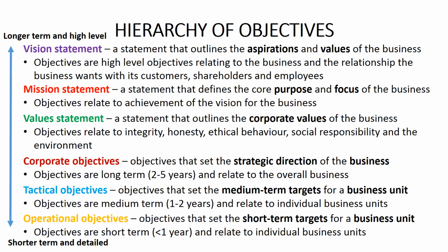An example of an operational objective is an objective for the sales department to increase its sales of product by 10% over the period of 3 months. You can see that that is a short-term objective because the objective is to be achieved within 3 months, and it relates to an individual business unit, that is the sales department, rather than to the business as a whole. So again, that's an example of an operational objective that you could include in the fourth column of the table in your summary books.